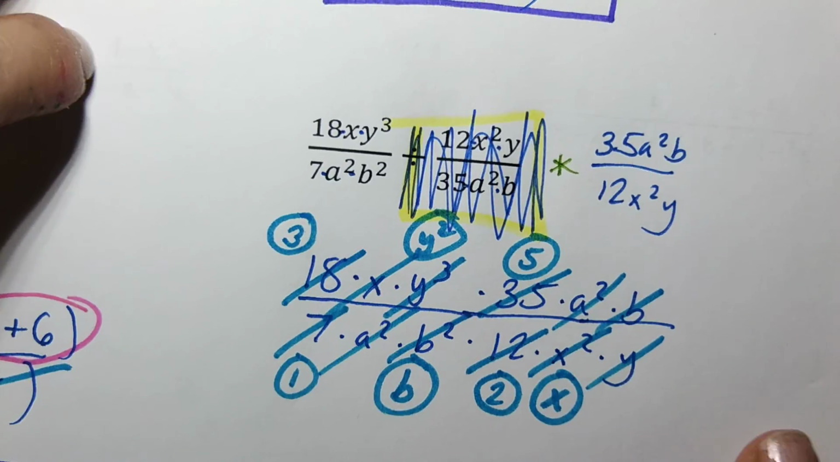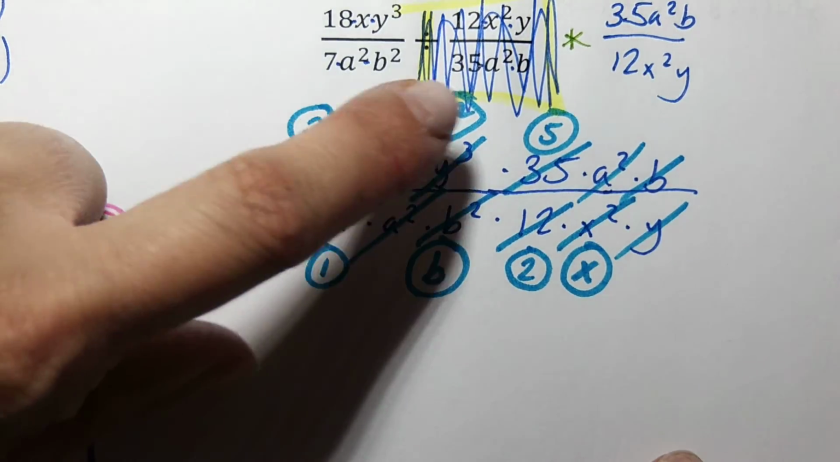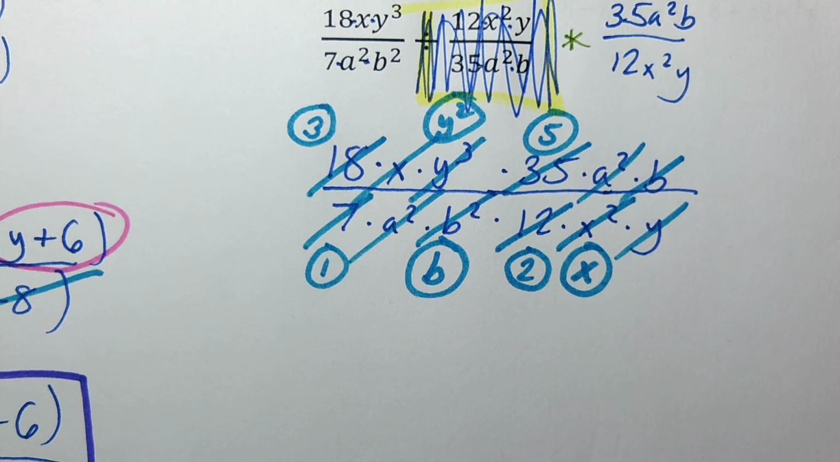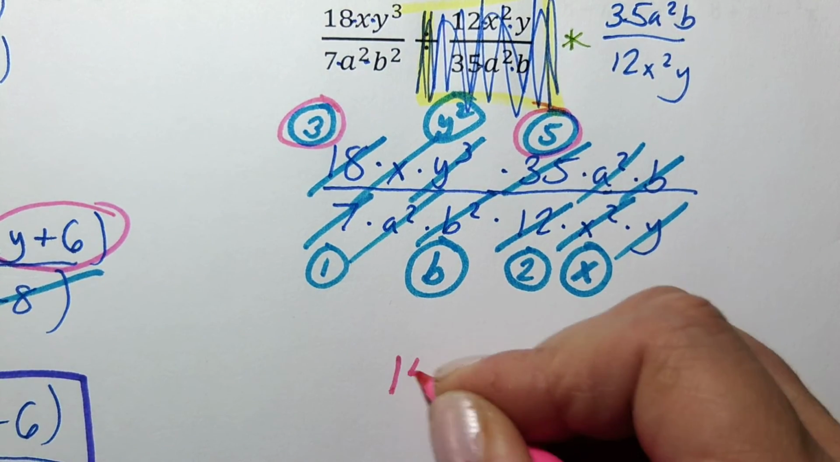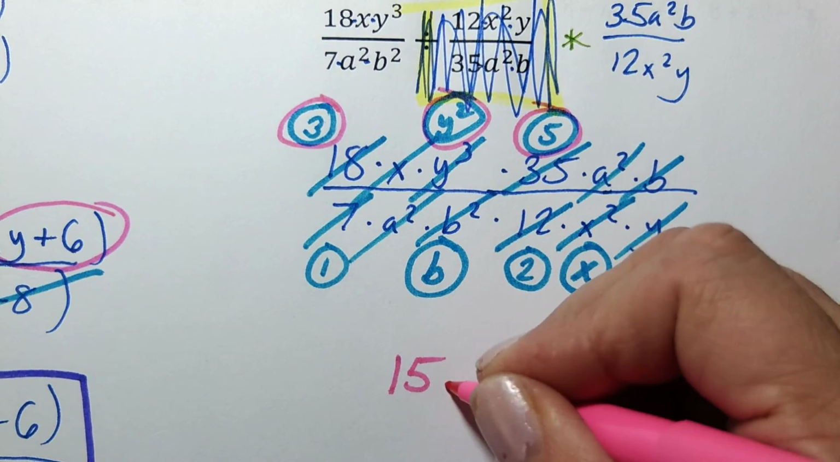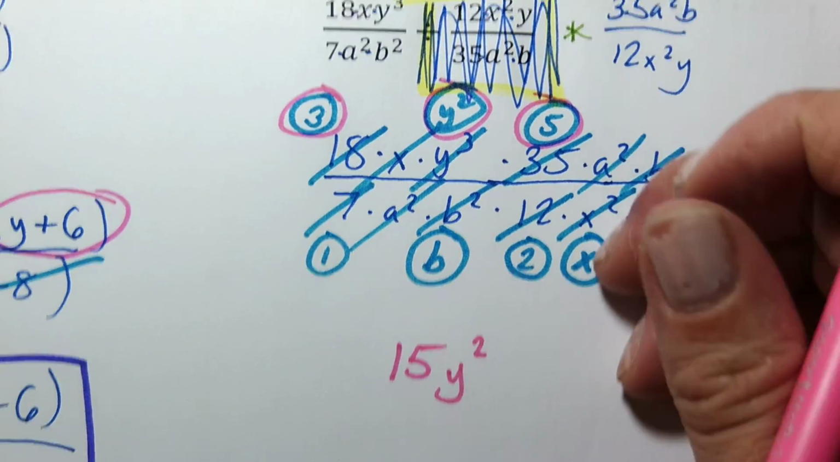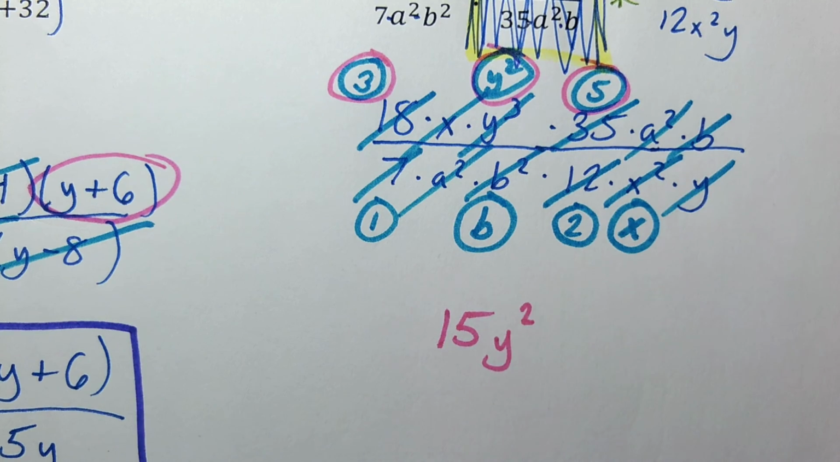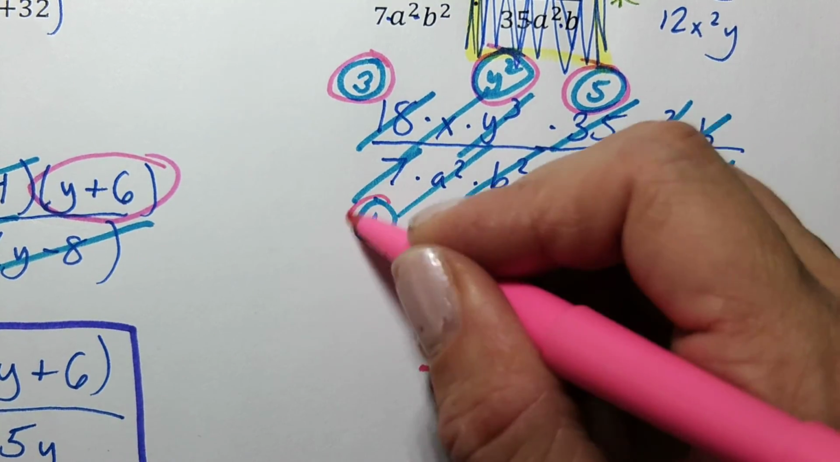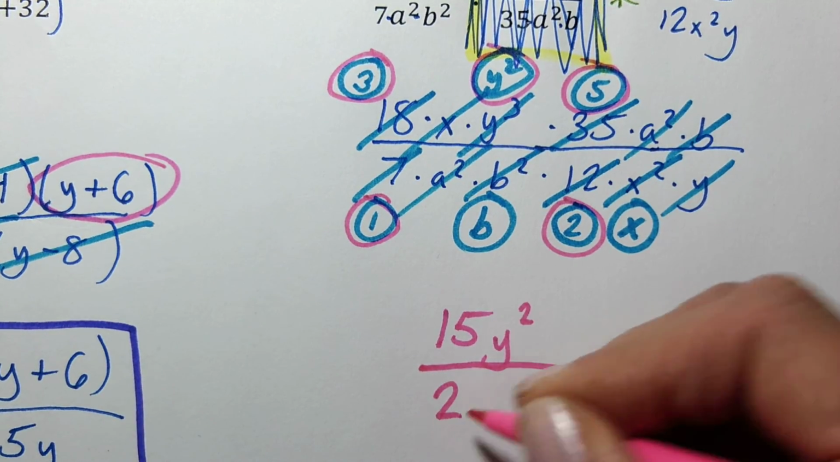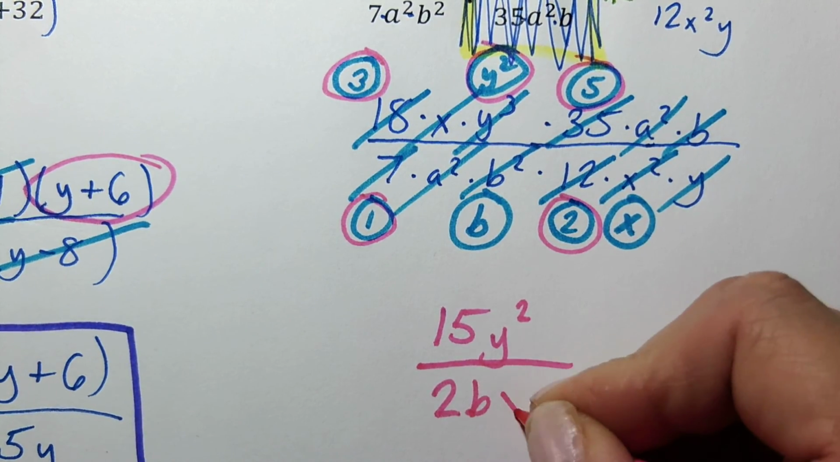But now we want to write our final answer. Since these are all joined by multiplication, how do you think we should write the numerator? We're going to multiply 3 and 5 to get 15, and then the y squared. So since those are monomials, we're just kind of mushing them together into one fraction, one term. Then on the bottom, we have 1 times 2, which is 2, and then bx.